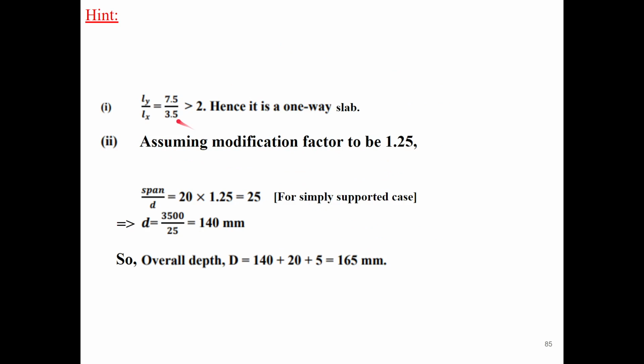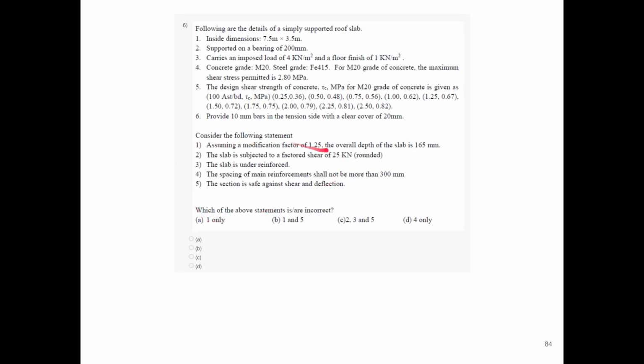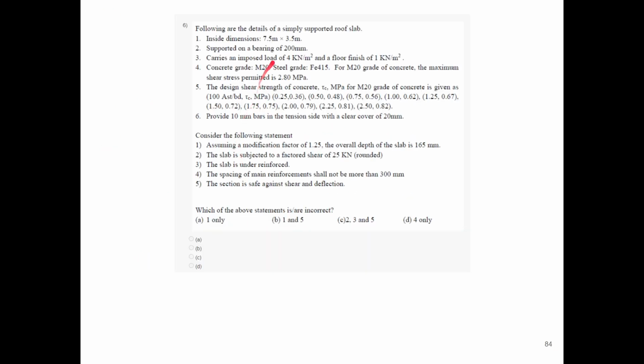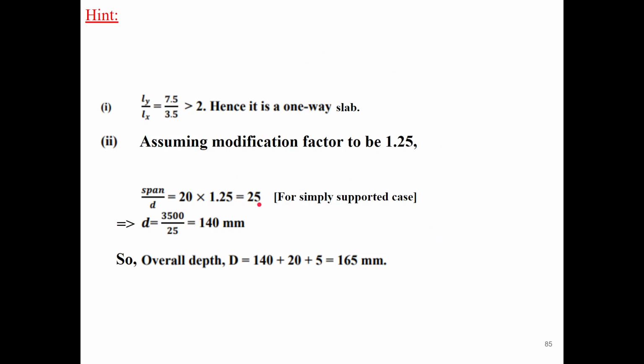Ly by Lx is 7.5 by 3.5, which is greater than 2, therefore one way slab. Modification factor we have assumed to be 1.25. Oh sorry, in the first condition the statement itself says assuming 1.25. So span by D, because it is simply supported, will be 20 into 1.25, which is 25.